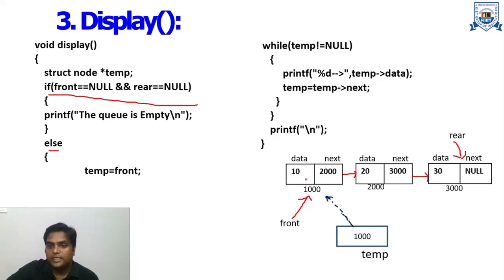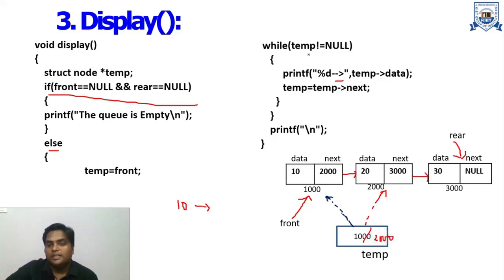Temp to data is what? Temp to data is 10. So this 10 will be printed, because this sign is used in printf. Then temp is equal to temp to next. So what is the value of temp? Temp to next is 2000. So now temp is pointing to this particular memory location, and the value of temp is 2000.